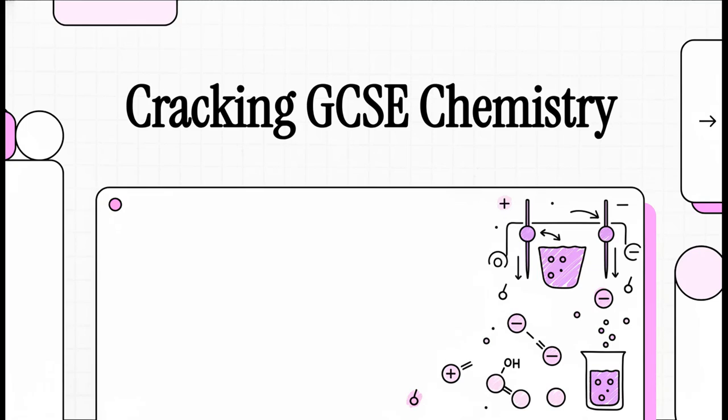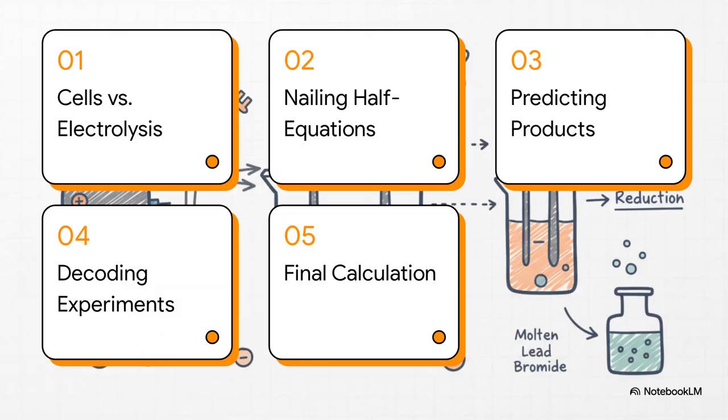We're going to break down a full electrolysis question from a past GCSE chemistry paper, and we're going to use the official mark scheme to show you exactly how to get every single mark. So here's the game plan. We'll walk through the whole thing step by step. We're going to cover everything from some basic definitions and half equations right through to analyzing experimental data and smashing that final calculation. All right, let's get into it.